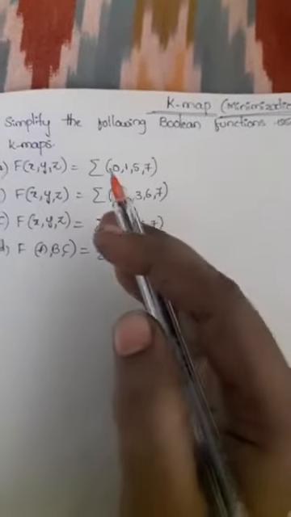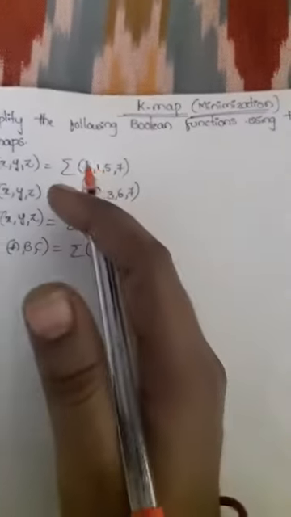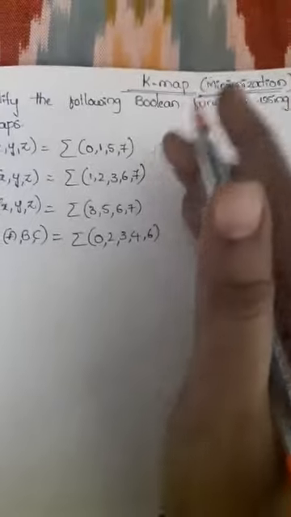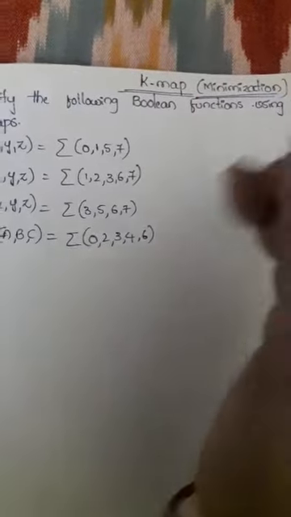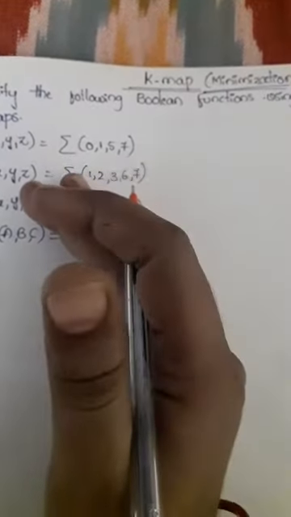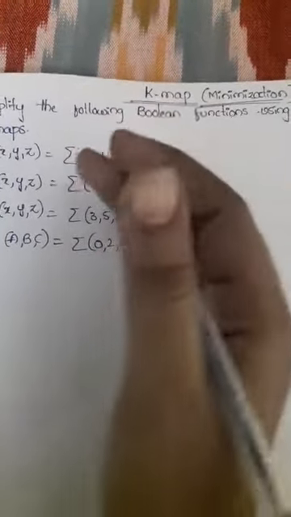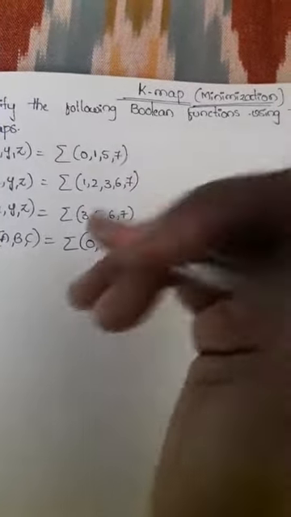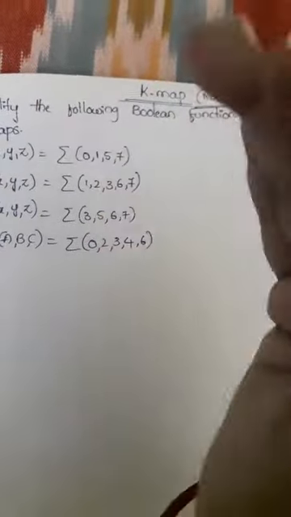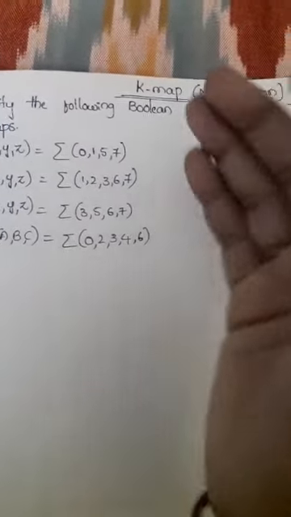In this class, we are going to discuss some problems related to the K-map. That is a minimization method. Whatever the Boolean functions or Boolean expressions are, they are written in two forms, that is SOP form and POS form.